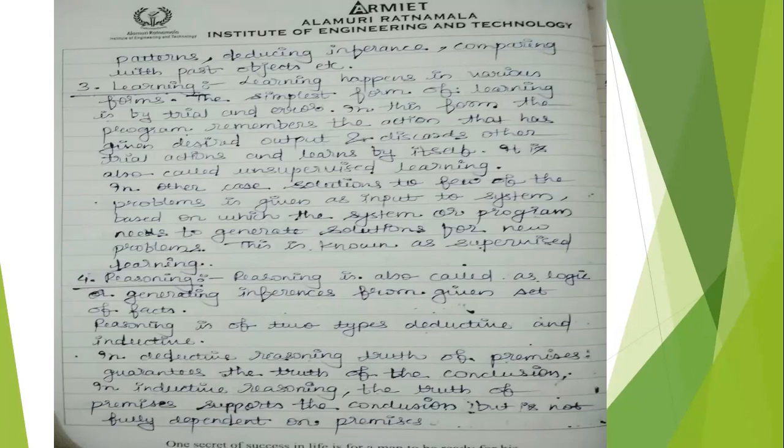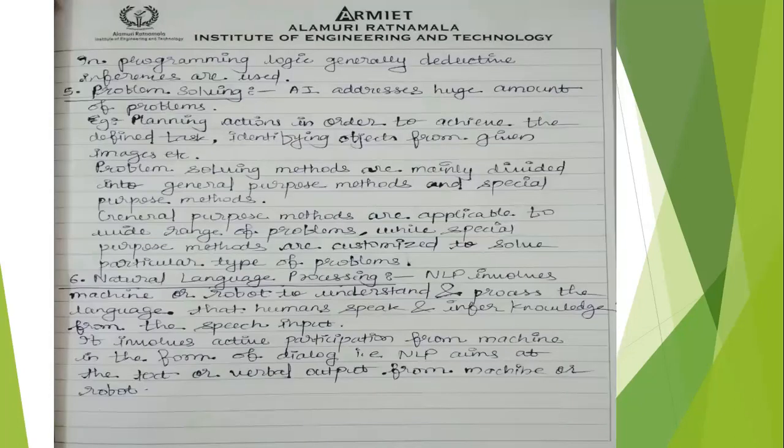Okay, now inductive reasoning. In inductive reasoning, what is happening? The truth of premises supports the conclusion but is not fully dependent on the premises. According to the facts, the conclusion is inferred, but that conclusion is not 100% dependent on your facts. Okay, so that is inductive reasoning. Next, in programming logic, generally deductive inferences are used. So mostly for clarity of purpose, we are using deductive inferences.